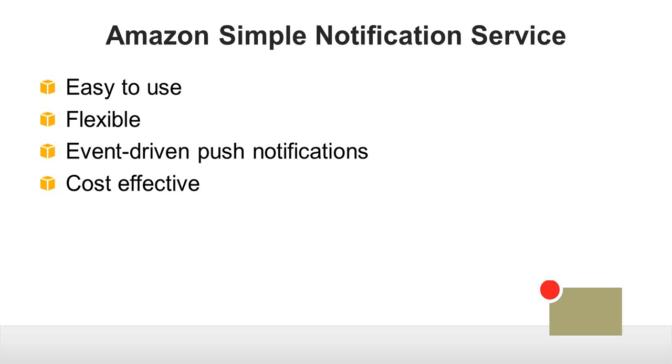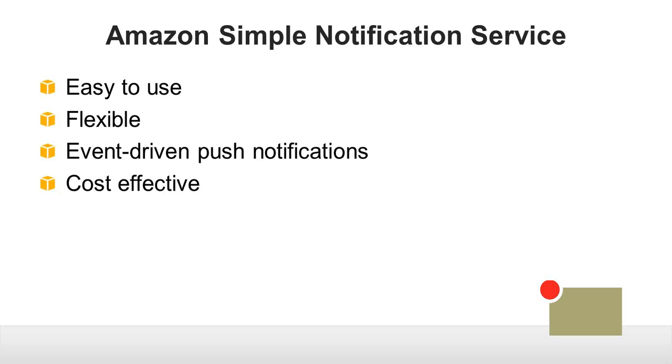SNS pushes notifications to you via email, SMS, or HTTP. It can even write to an Amazon SQS to provide durability so that you do not miss notifications. Amazon SNS provides the same level of reliability as the rest of the AWS platform. Finally, Amazon SNS is extremely cost-effective. If you sent 10 million messages per month and had a 5% bounce rate, it would cost you an additional 24 cents per month.